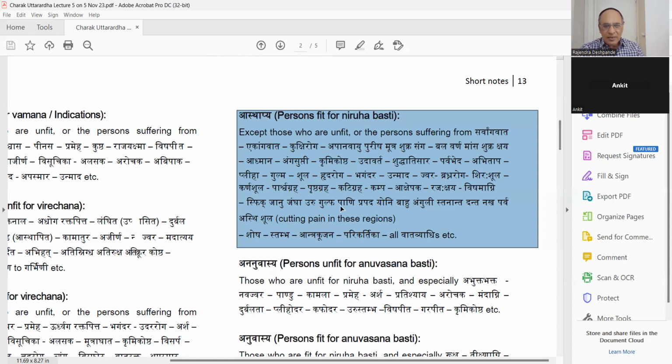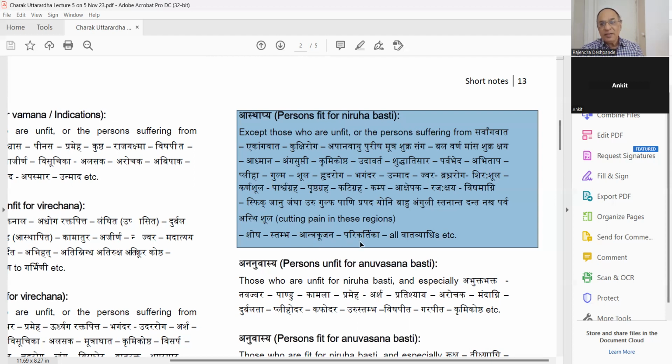Okay. Then here you can see Vishamagni, Vata problem, Sphik, pelvic region, Janu, knee problem, Uru, thigh region, Gulpha, ankle. So in all of these you can see Shula. The last word is Shula. So the Shula word is connected with everything: Danta Shula, Nakha Shula, Parva Shula, Asthi Shula, etc. Then Shosha, weakness, Stambha, Antrakujana, Parikartika.